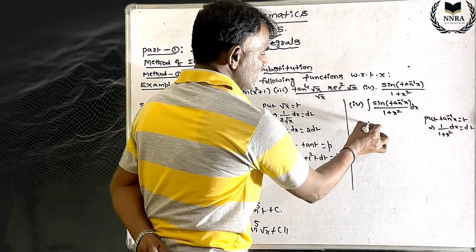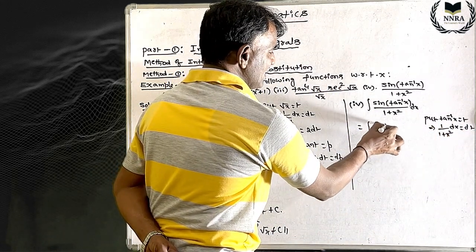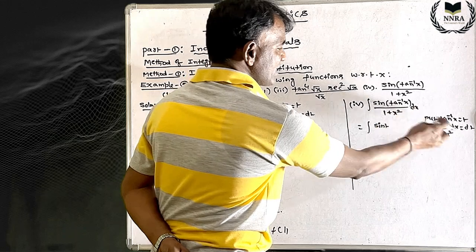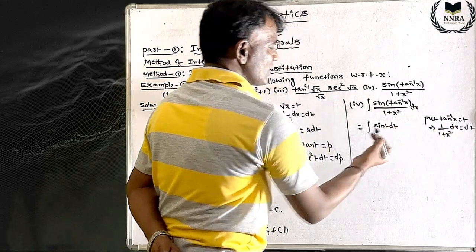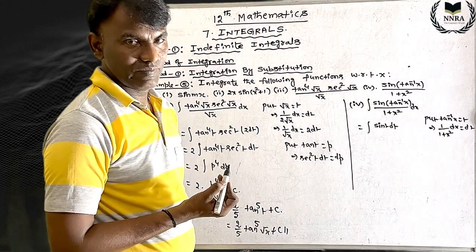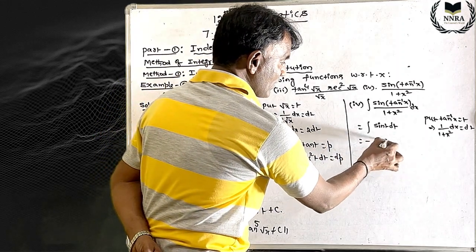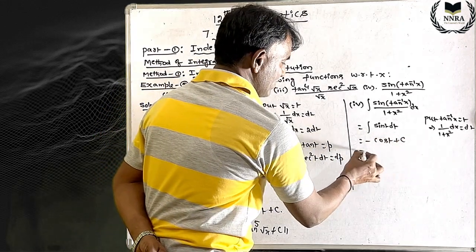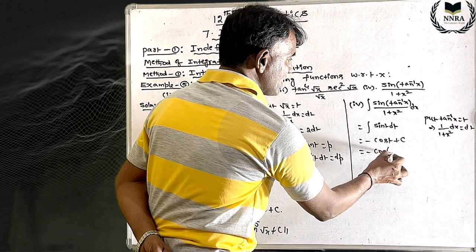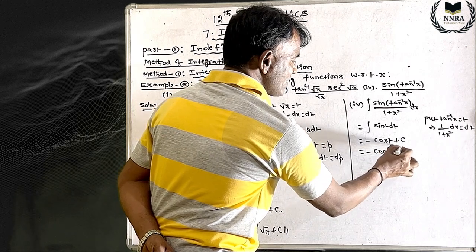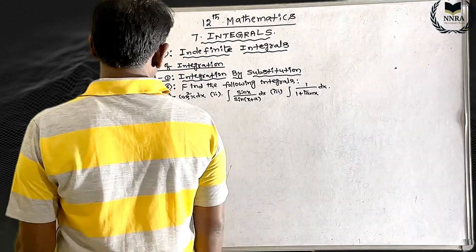So how to write this one? Integral, it is sin t, and 1 by 1 plus x² dx is dt. So what is integral sin x dx? Minus cos x. Similarly, minus cos t. Then constant. And finally substitute the t value. What is that? tan⁻¹x. Then constant.